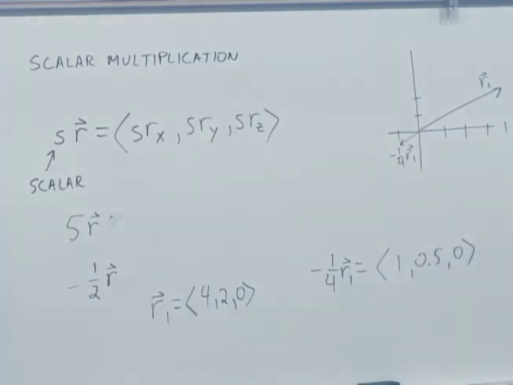What if I want a vector that points in the direction of r1 but has a length of exactly 1? What's that called? That's a unit vector. To make a unit vector, what do I do?